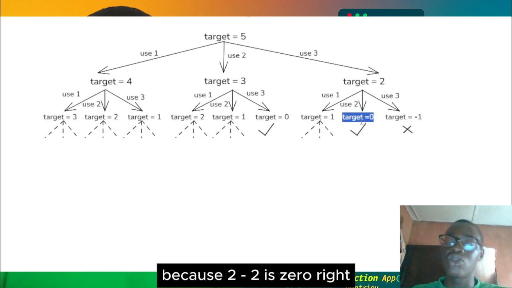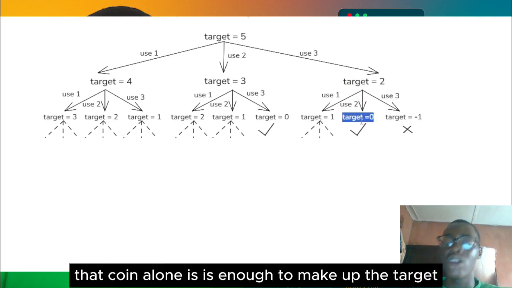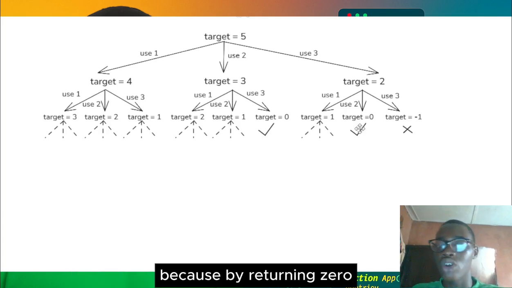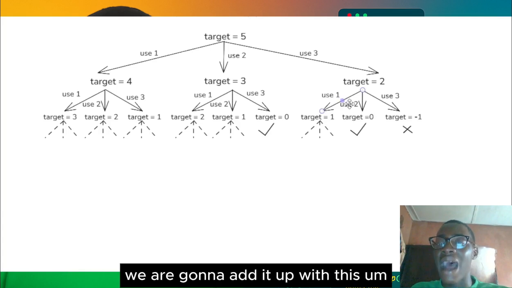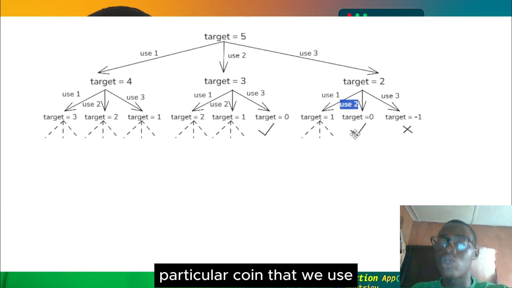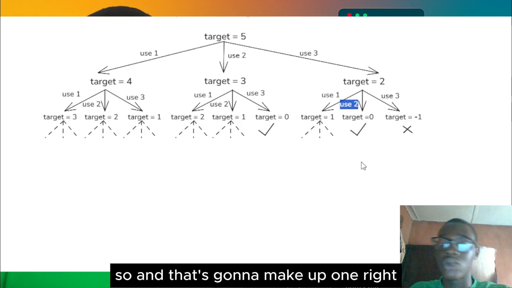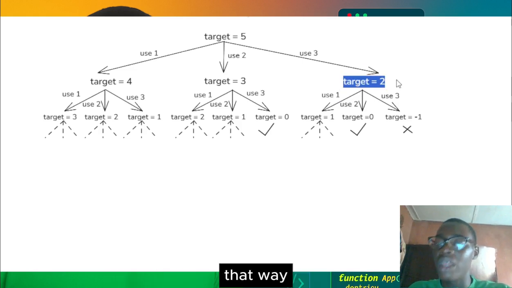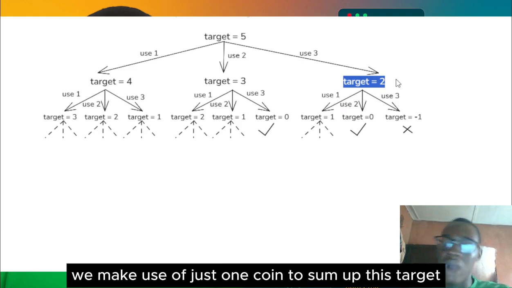Why? Because 2 minus 2 is 0, right? That coin alone is enough to make up the target, and because of that we return 0. Why? Because by returning 0, we are going to add it up with this particular coin that we use, and that's going to make up 1, right? Meaning that this way we make use of just 1 coin to sum up these targets.